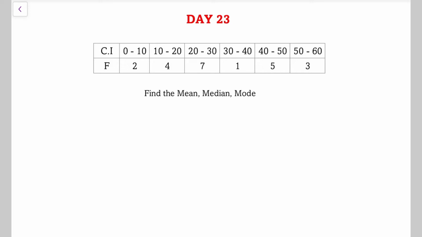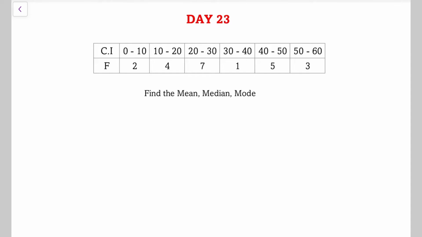Find mean, median and mode for the given data. So class intervals are given as 0 to 10, 10 to 20, 20 to 30, 30 to 40, 40 to 50, 50 to 60, and frequencies are given as 2, 4, 7, 1, 5, 3. For the same question, I am going to find mean by two methods, then median, then mode.